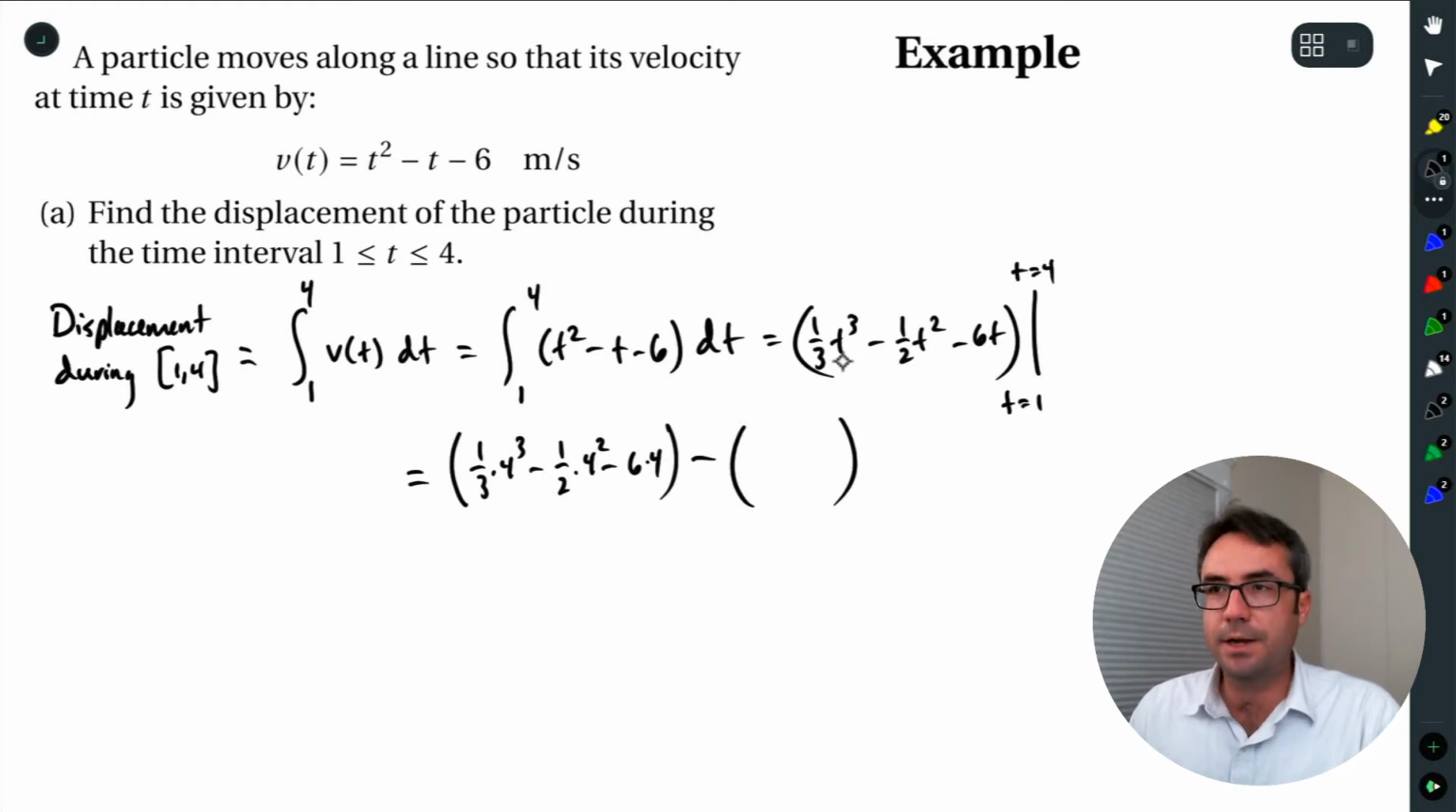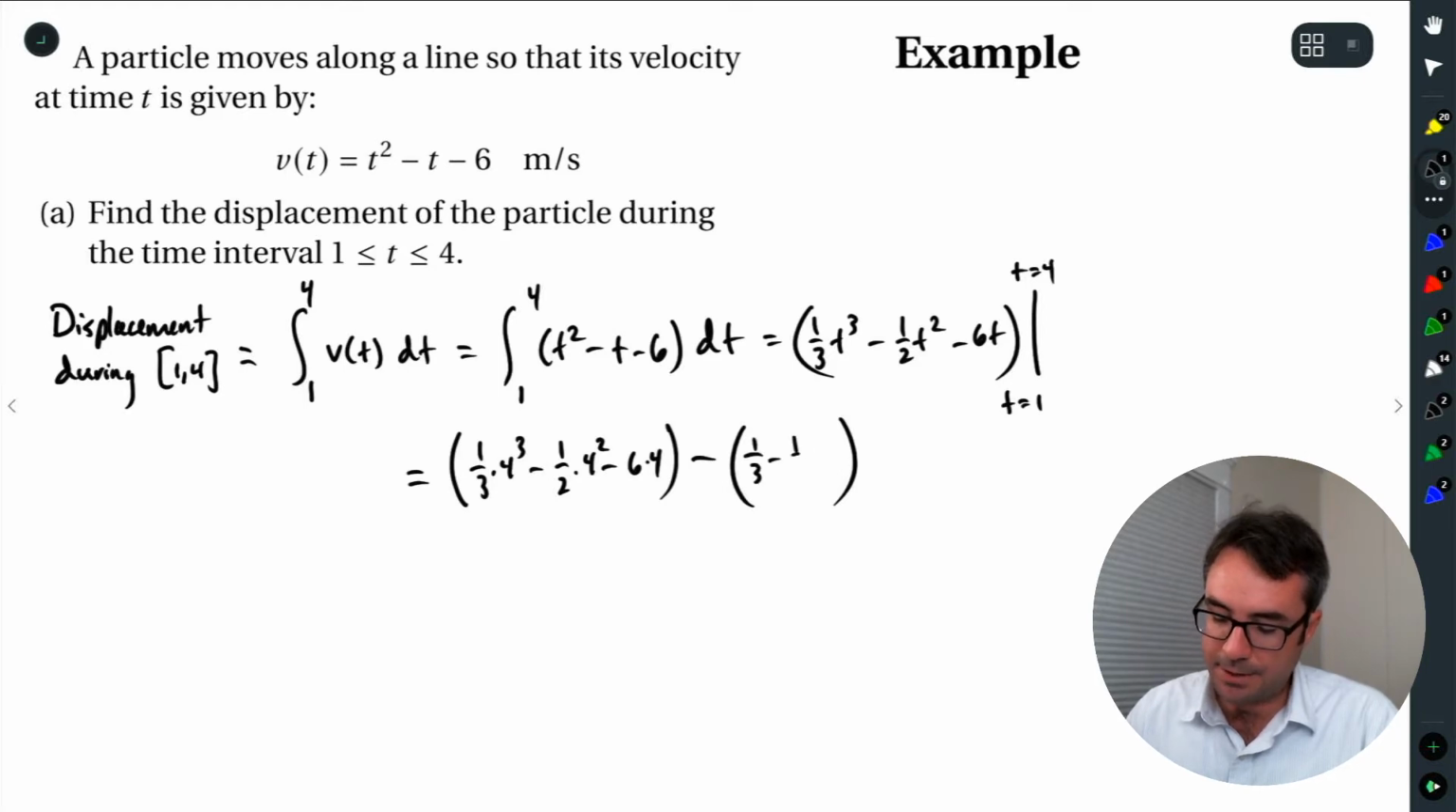If we're plugging 1 in, 1 cubed is 1. Powers of 1 are 1, and we don't normally write multiplication by 1. So when I plug 1 into this first piece, you could write 1 cubed, but most likely you'll just write 1/3. Same thing over here. We could write 1/2 times 1 squared, but you can do the 1 squared in your head. So we would probably write this as 1/3 minus 1/2 minus 6. Same with the 6 times 4, probably just write that as 24. In any case, this is what we get.